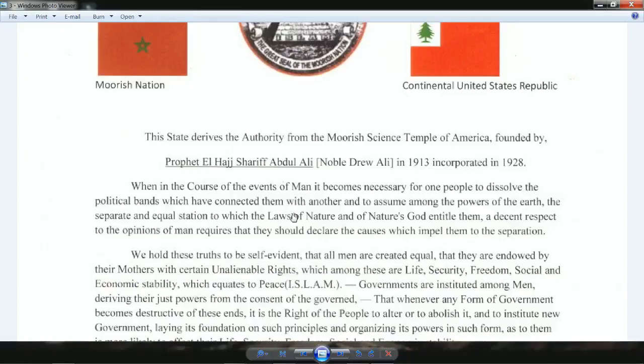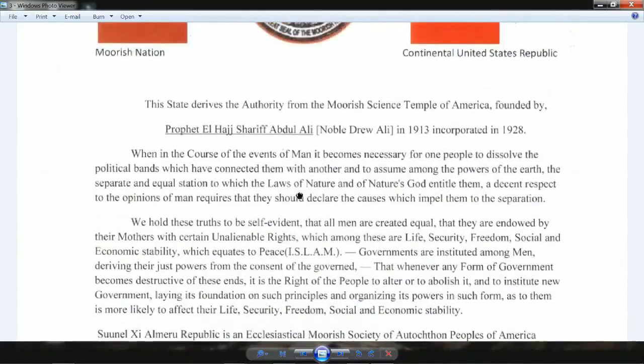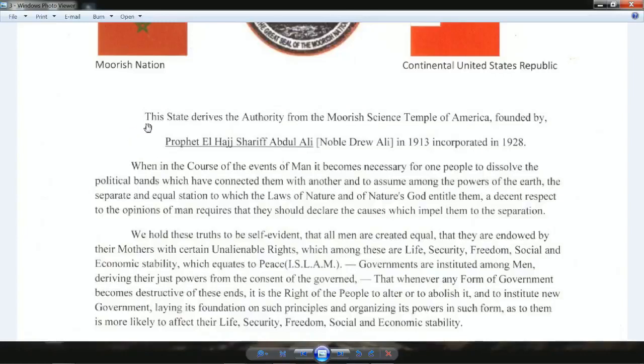Now, I'm going to read this real quick just so you can get an idea of how we're functioning. This state derives the authority from the Moorish Science Temple of America, founded by Prophet El Hajj Sharif Abdul Ali, Noble Drew Ali in 1913, incorporated in 1928. When in the course of the events of man, it becomes necessary for one people to dissolve the political bands which have connected them with another and to assume among the powers of the earth the separate and equal station to which the laws of nature and of nature's God entitled them. A decent respect to the opinions of man requires that they should declare the causes which impel them to the separation.